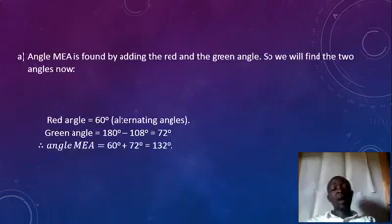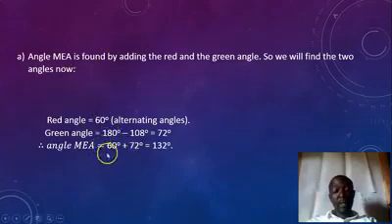So to find our angle MEA, we simply have to add the green angle and the red angle. The green angle is 72 degrees, the red angle is 60 degrees. When we add this 60 degrees and this 72 degrees, our answer is going to be 132 degrees, which is MEA. And so that's the answer for the first question.